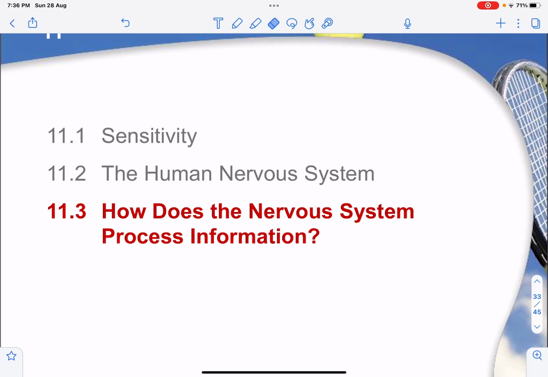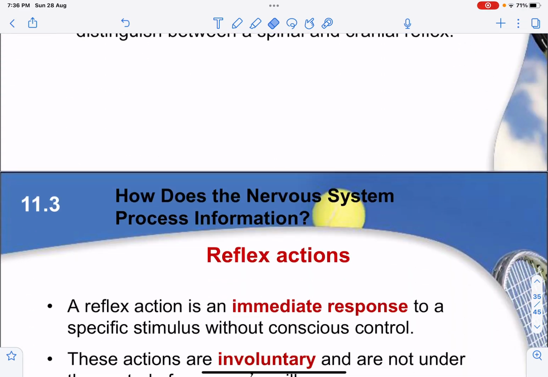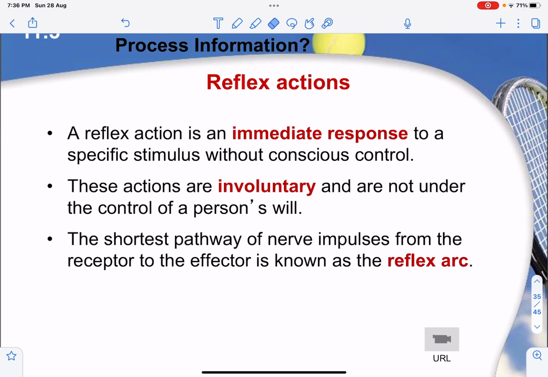Okay, so let's continue with this. So the next part is how does the nervous system process information? First of all, you will need to know what a reflex action is.